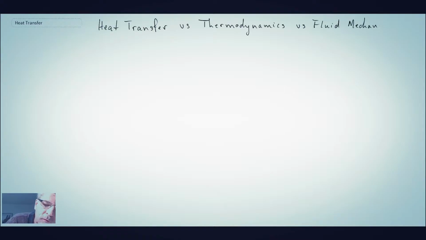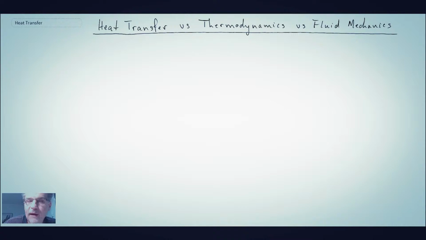What we're going to do in this segment, we're going to take a look at how heat transfer relates to a couple of other subjects that you'll encounter in this area of the thermal sciences, and those are thermodynamics and fluid mechanics. So heat transfer obviously is related to both thermodynamics and fluid mechanics, and what we'll begin by doing is taking a look at thermodynamics.